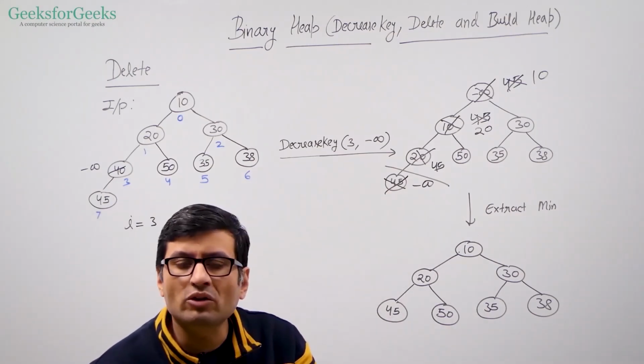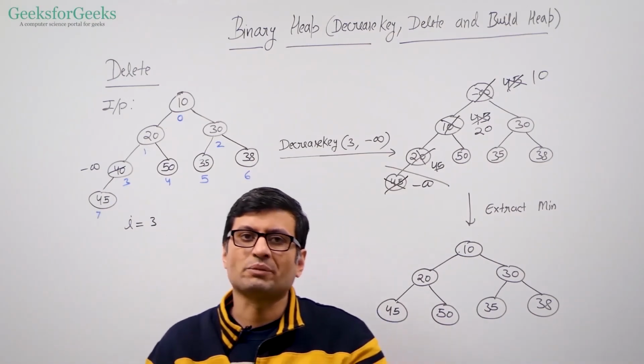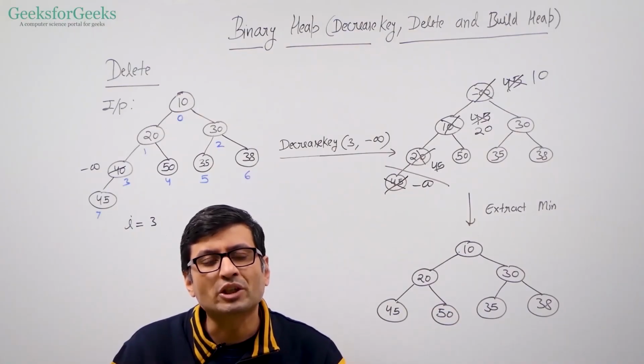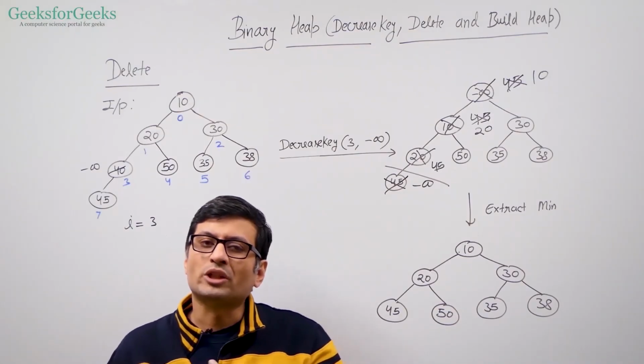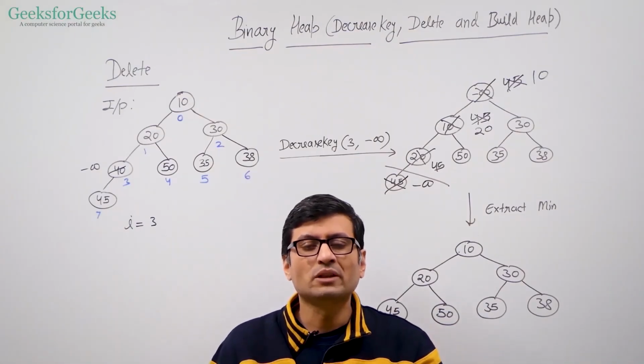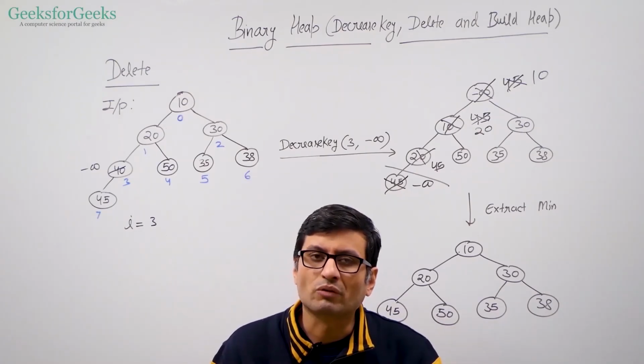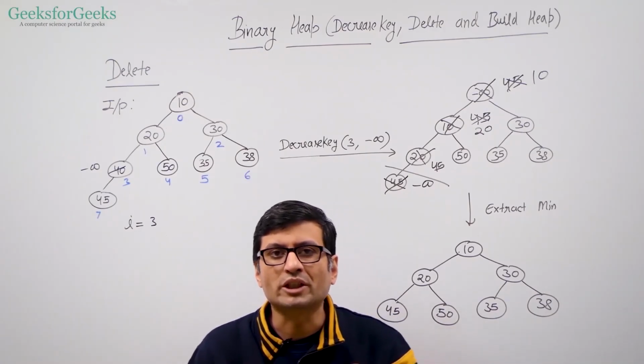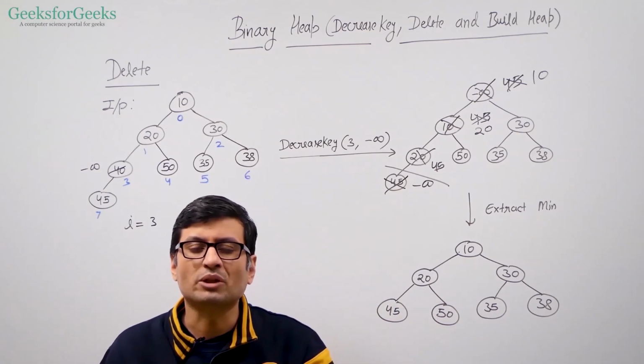So we have mainly called decrease key and extract minimum. Now what is the time complexity of the delete function? Please note that decrease key takes big O of log n time and extract minimum also takes big O of log n time. So the overall time complexity for the delete function is big O of log n.